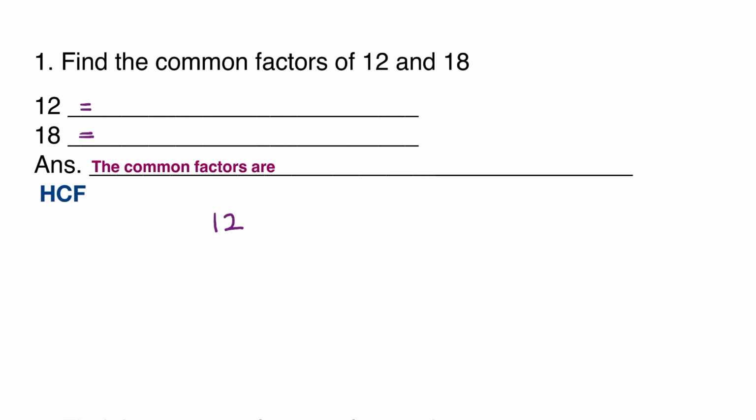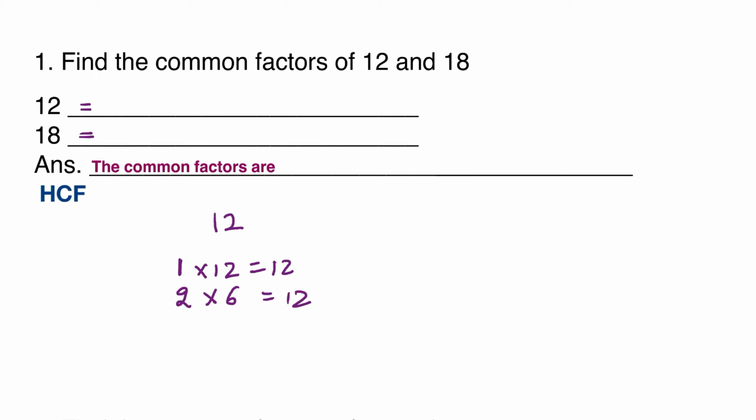So first is number 12. Always begin with the number 1. 1 into which number gives you 12? 1 into 12 is 12. This is 1. Next number 2. Is 12 divisible by 2? First be sure of that. Okay, yes. 2 into 6 is 12.